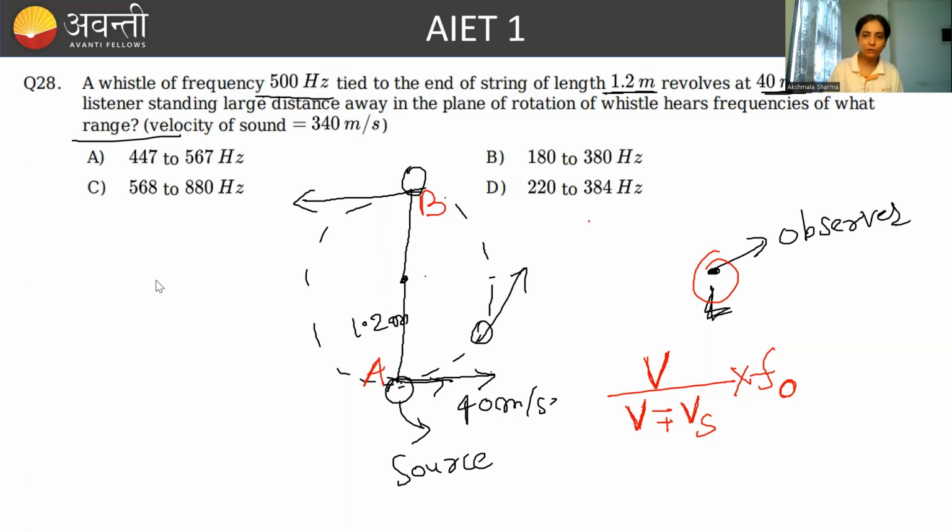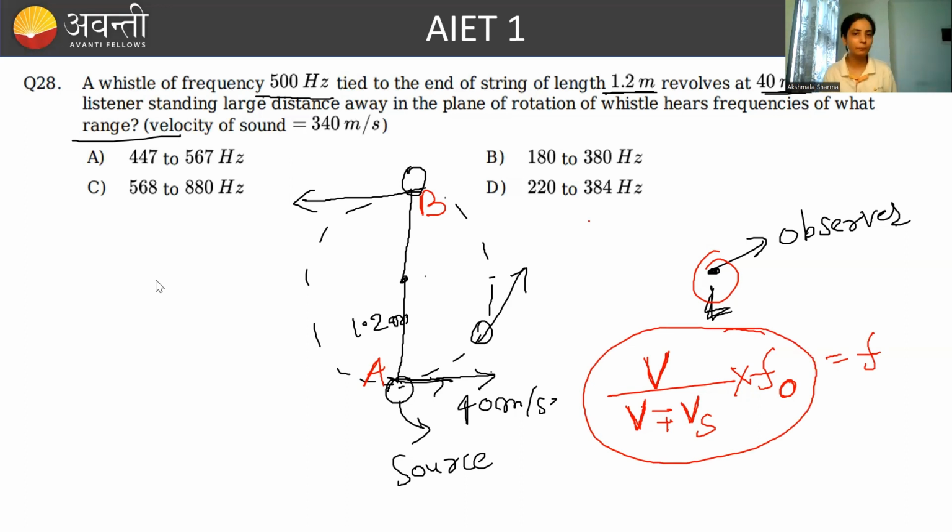Now you just see, the new frequency is equal to this value. This value will be maximum when this denominator is minimum, and the denominator will be minimum when the minus sign is included. And when will the minus sign come? When the source is moving towards the observer. So when the whistle is at point A, it will give maximum frequency. And when the whistle is at point B, since it is moving away from the observer, here the plus sign will come. Done. And in that case, it will give the minimum frequency.